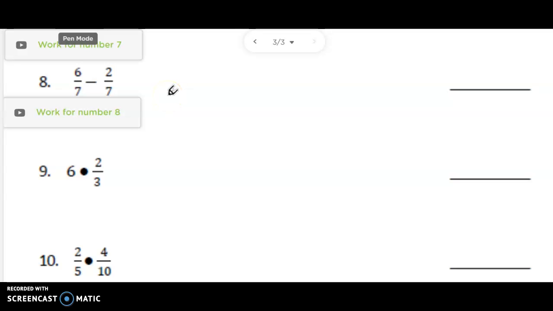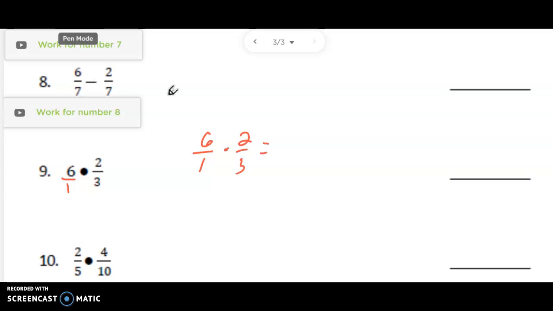All right, number 9. 6 times 2/3. Well, we're multiplying fractions. One of those fractions, 6, is a whole number. I have to write it as a fraction, 6 over 1. So I now have 6 over 1 times 2 over 3.